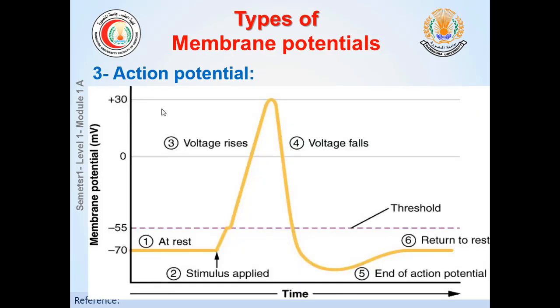This is the action potential. This is the rest, and this is a stimulus, the effective stimulus that reaches the firing level, producing an action potential. After it ends, it returns to the resting state again.